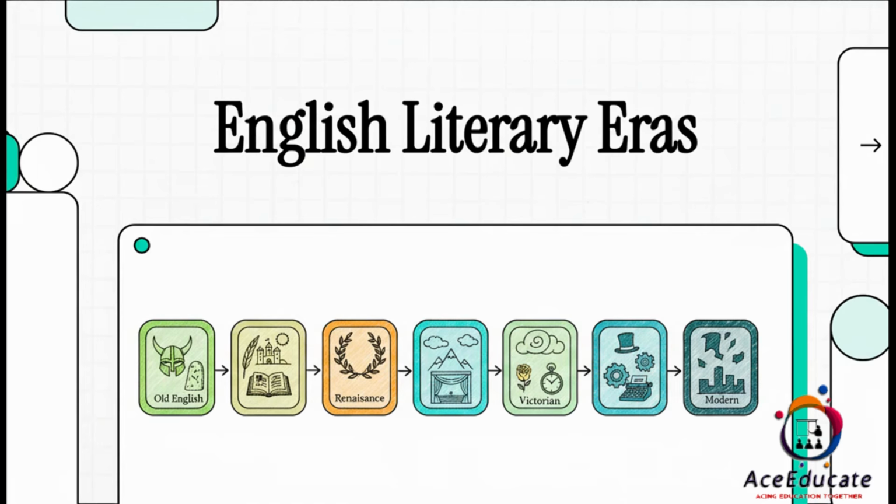So let's talk about English literature. Have you ever tried to map it all out? I mean, it is this massive, epic story, right? We're talking more than 1,500 years of clashing swords, incredible poetry, and ideas that literally changed the world.